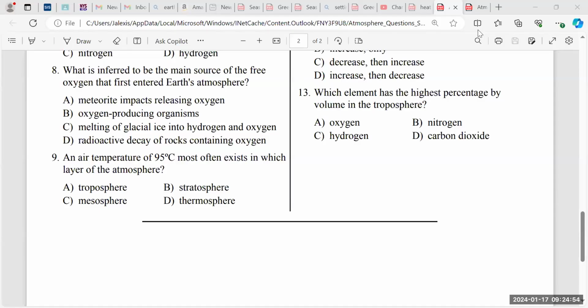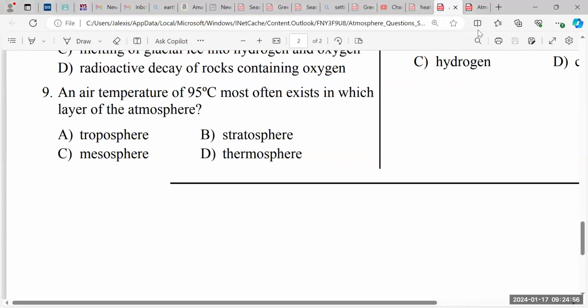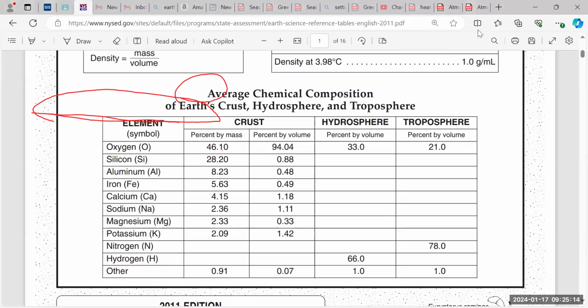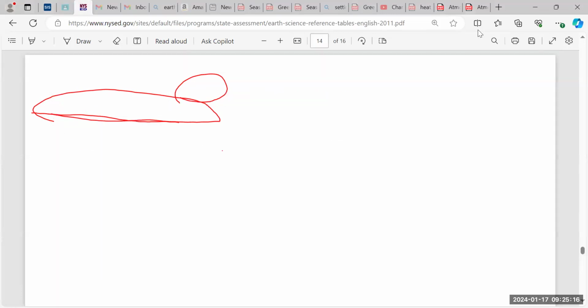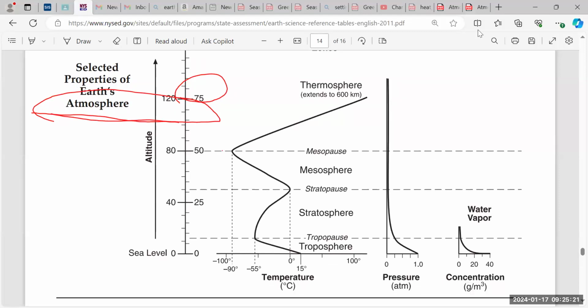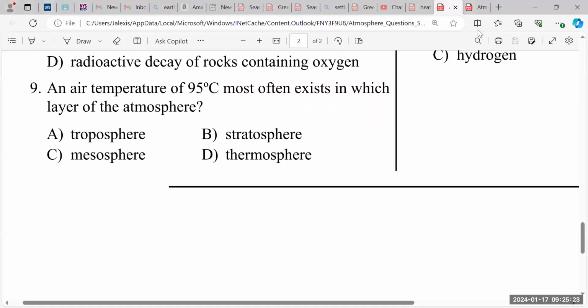Number 9. Let's zoom in for number 9. Number 9 says, air temperature of 95 degrees Celsius most often exists in which layer of the atmosphere? Once again, I see layer of the atmosphere. What page of the reference table am I going to look at, everybody? I'm looking at page 14. So let's turn to page 14. And remember what the question says. We're looking for an air temperature of 95 degrees Celsius.